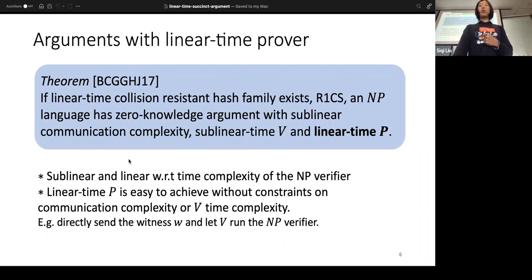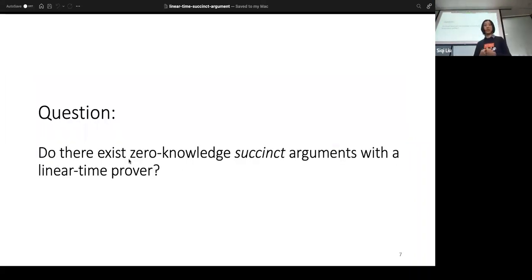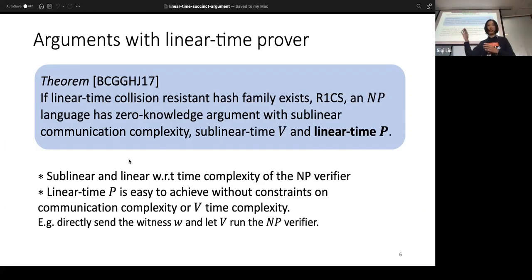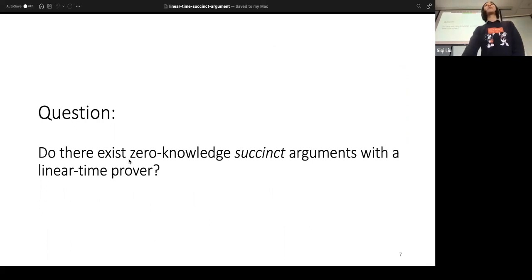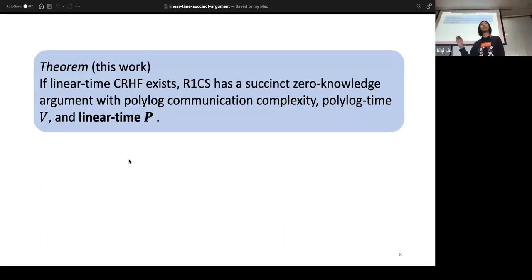But the question we are curious about is, does there exist a zero knowledge succinct argument with a linear time prover? The problem with the previous construction is that a linear time prover is great, but they only achieve sublinear communication and sublinear verifier time. For an argument to be succinct, we usually would like polylog verifier time and polylog communication complexity. Is that doable? In this work, we show that it is possible. Under the same assumption as the previous work, we construct a succinct zero knowledge argument with polylog communication complexity, polylog verifier time, and linear prover time.